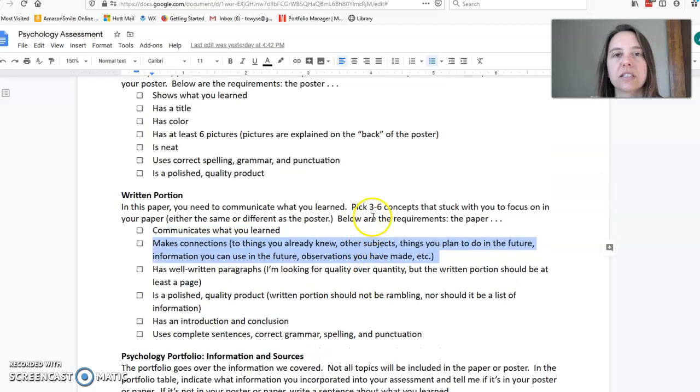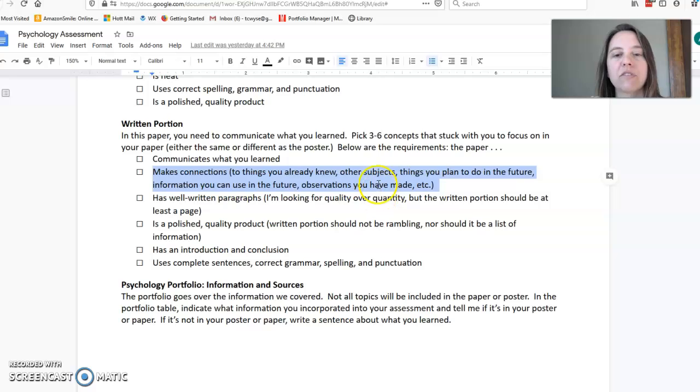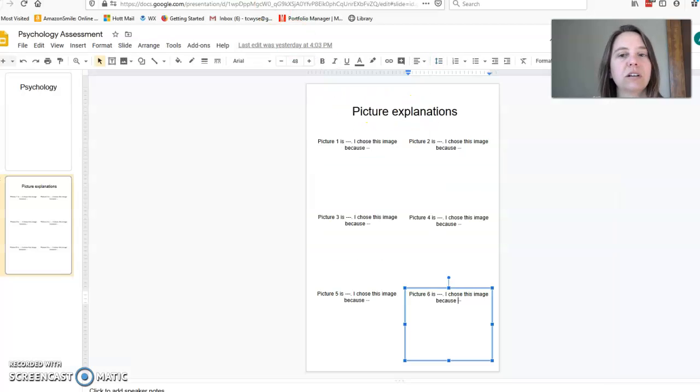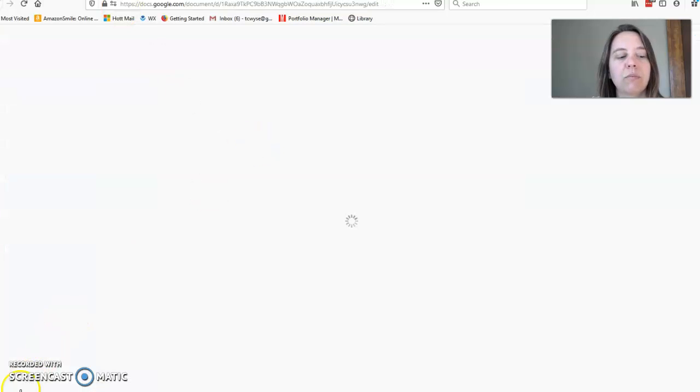The 3 to 6 concepts can be what you covered in your poster, but they don't have to be. Some people get confused and think they have to cover everything, but I want you to focus on 3 to 6 and do a really high quality job on those instead of doing a quick job on everything. So our poster, our written portion, and then the portfolio.